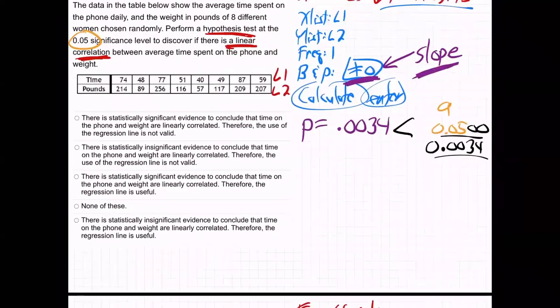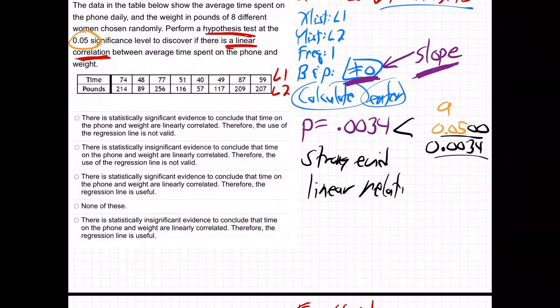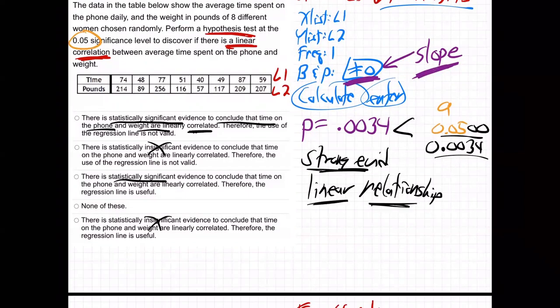Strong evidence of a linear relationship. It says it right there. So significant evidence, yes. Insignificant, no. Significant, yes. Insignificant, no. It's one of those two: significant, strong evidence. To conclude that the time on the phone and the weight are linearly correlated? Yeah, strong evidence of a linear relationship.